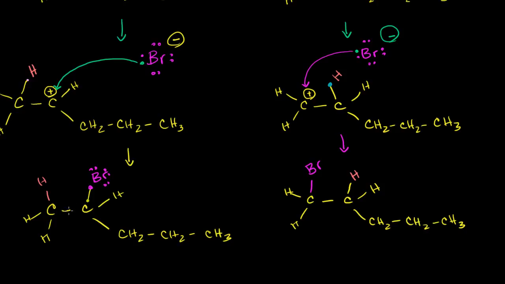This one we ended up with 2-bromopentane, right? Because it's on the number 2 carbon. Here we have 1-bromopentane. 1, 2, 3, 4, 5. Still 5 carbons. It's just the bromine is attached to the 1 carbon here, attached to the 2 carbon here.